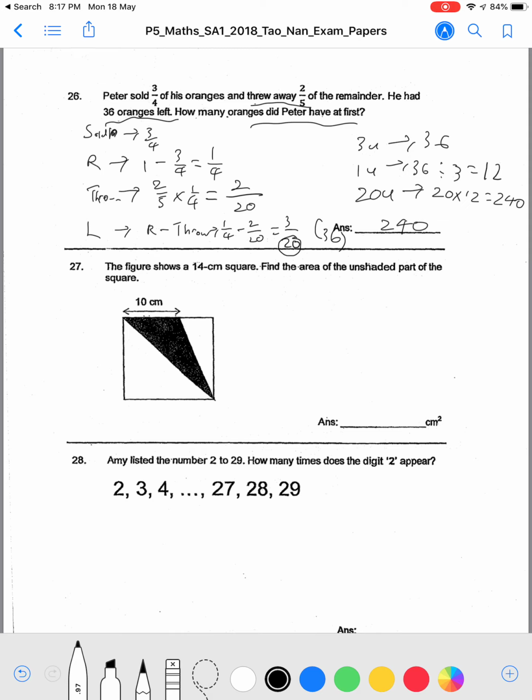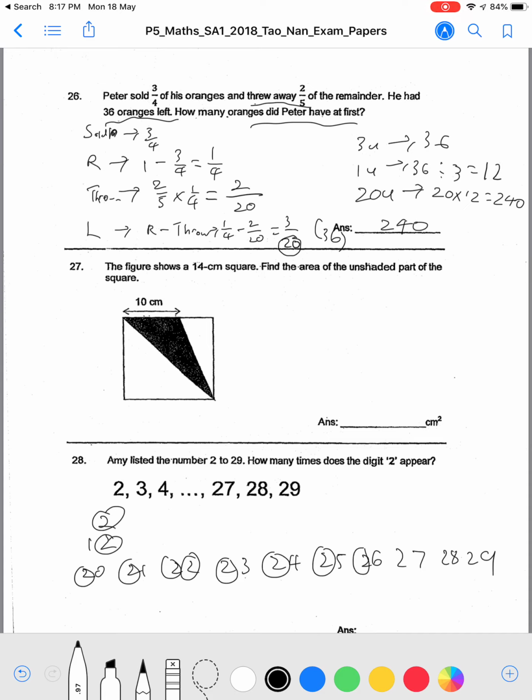Okay, so this one, 22, right? So this one you will have 2, then you have 12, then you have 20, 21, 22, 23, 24, 25, 26, 27, 28, 29. Okay, so we count 1, 2, 3, 4, 5, 6, 7, 8, 9, 10, 11, 12, 13. So there are 13 twos in this number.